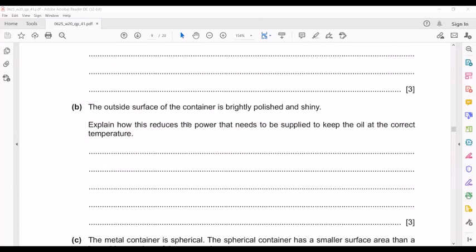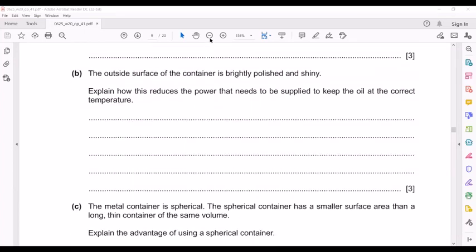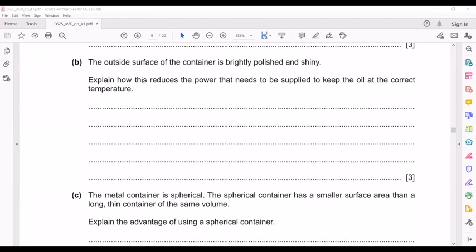The next part: the outside surface of the container is brightly polished and shiny. Explain how this reduces the power that needs to be supplied to keep the oil at the correct temperature. So the outside surface is shiny and polished. How is this an advantage?